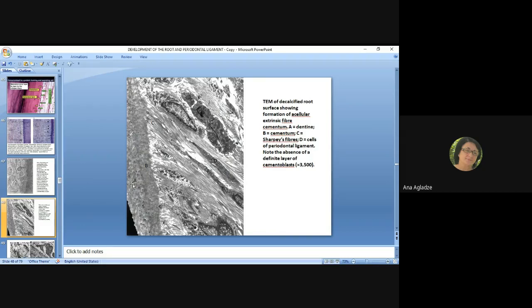Here you can see this is dentin, this is cementum, and you also can see these fibers, which are Sharpey's fibers, and Sharpey's fibers penetrate cementum. Also you can see the cells of the periodontal ligament, which are fibroblastic cells, spindle-shaped, fusiform cells, and they produce collagen fibers, which then assemble and form the Sharpey's fibers. You can see the Sharpey's fibers enter this cementum, and there will be further embedded into the cementum.